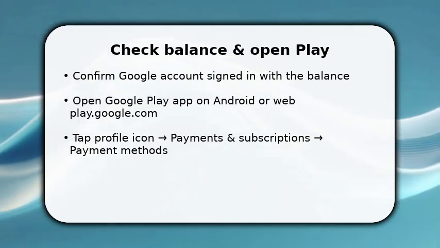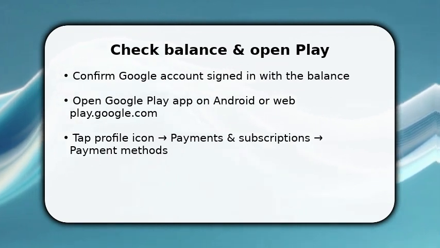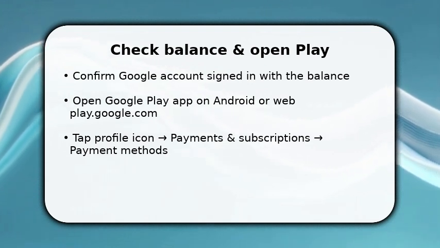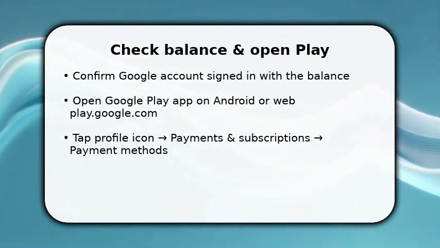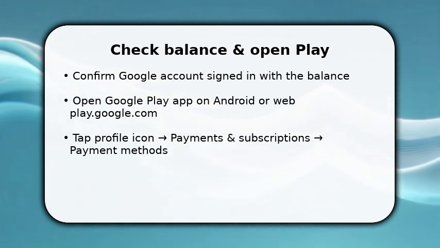You begin by confirming which Google account holds the credit. This ensures you spend the right balance. Once signed in, open the Google Play app or visit the Play website. Tap your profile icon, then choose Payments and Subscriptions and Payment Methods. This reveals your Play balance and linked payment options.